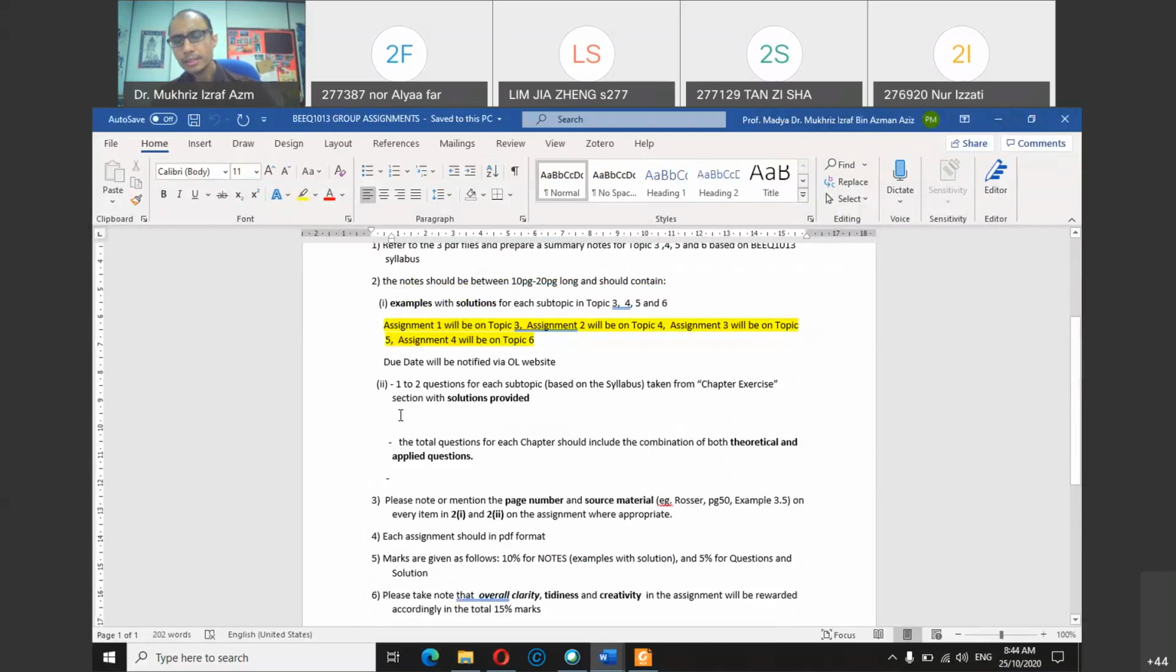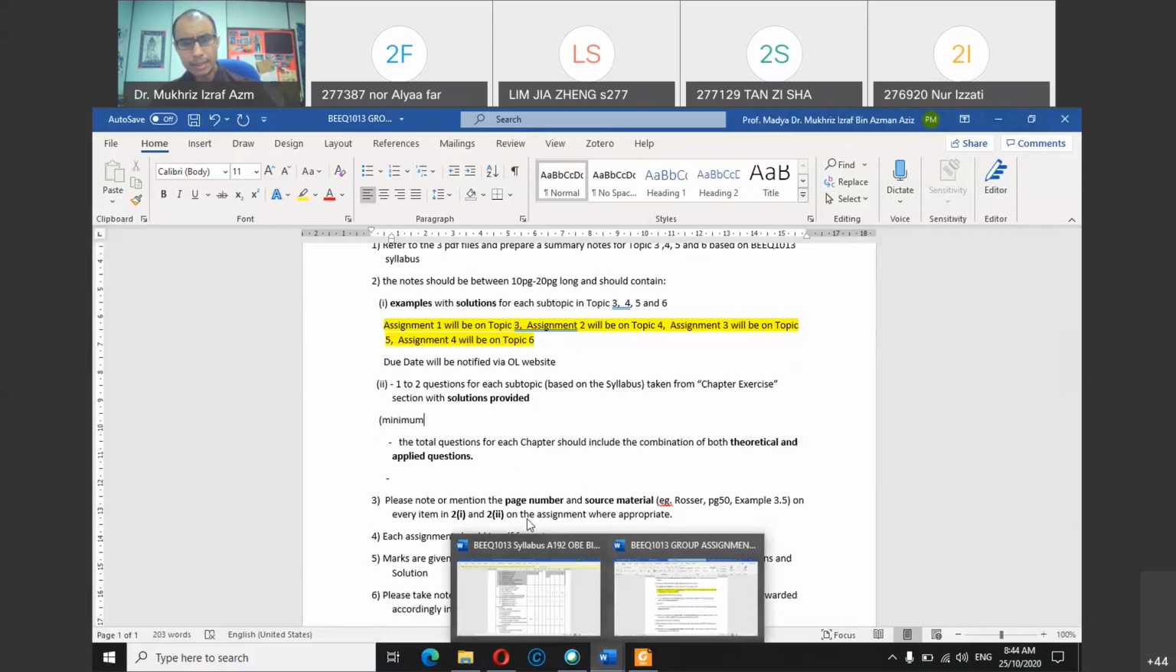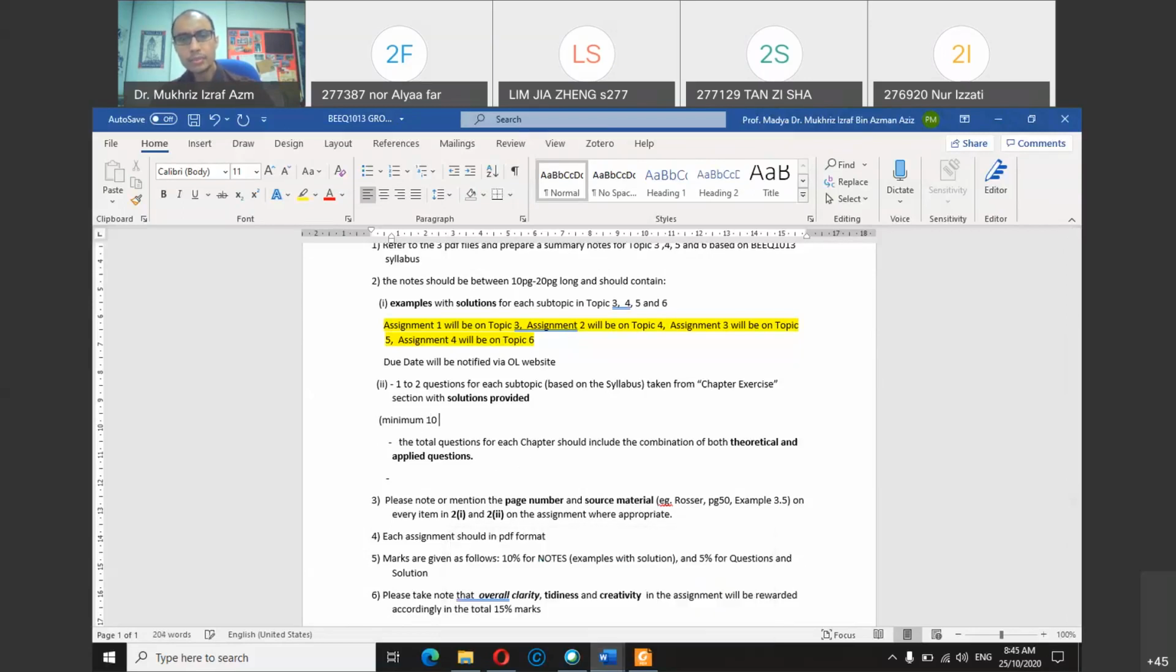Here it will be a minimum, because there are 5 of you in each group, except I think the last 2 groups. I think there are only 4 of you, right? Yeah, 4 of you. So minimum we make it 10 questions. Sorry, 10. So minimum 10 questions for each subtopic.